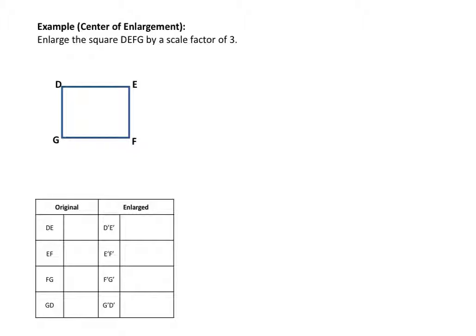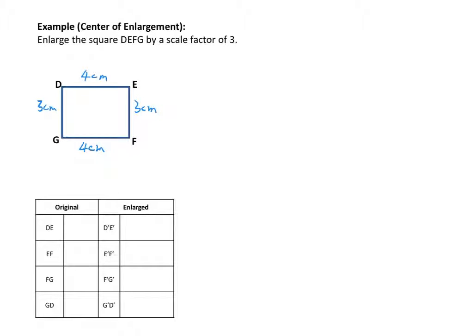In this example, we want to enlarge the square labelled DEFG by a scale factor of 3. So in order to do that, the first thing we need to do is know all the sides of our square. So from D to E, the side is going to be 4 centimeters. And from G to F, 4 centimeters as well. And from D to G, that is going to be 3 centimeters. And E to F, 3 centimeters.